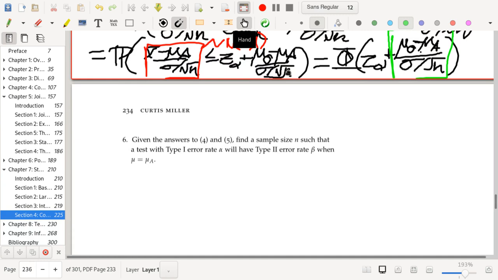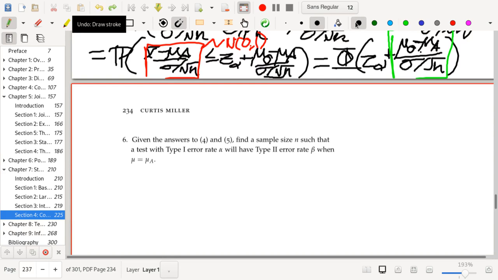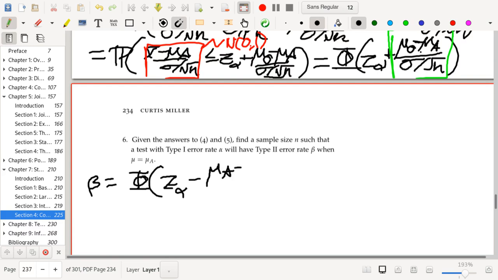Given the answers to 4 and 5, find a sample size n such that the test with a type 1 error rate alpha will have a type 2 error rate beta when mu equals mu a. So, we're going to say that beta is equal to phi of z alpha minus mu a minus mu naught divided by sigma over root n.